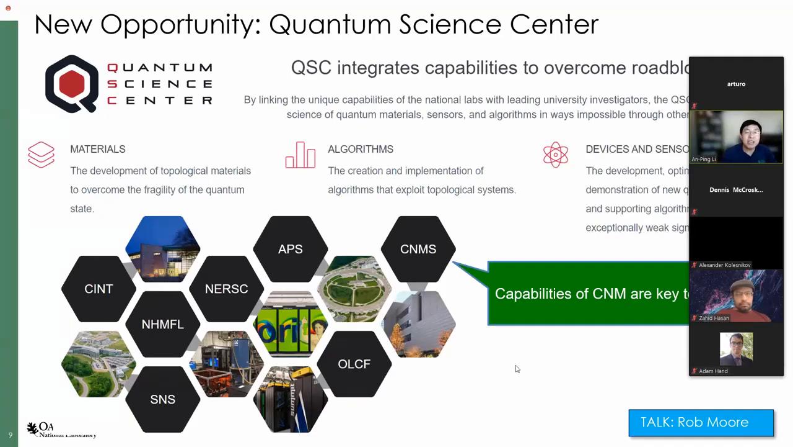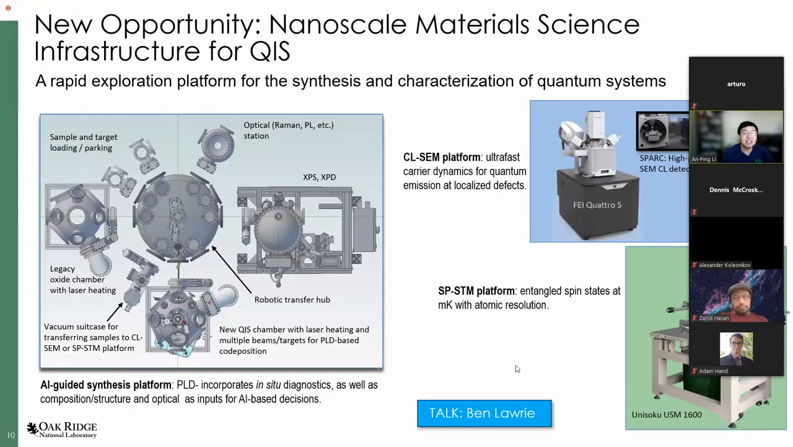Another opportunity I want to mention, which Karen already mentioned briefly, is this nanoscience materials science infrastructure. This is a new development led by Chris Rouleau, and it's currently under development. It will combine the AI-guided synthesis platform with scattering-type SNOM and also spin-polarized STM. So we will be able to synthesize quantum materials and characterize the quantum states and quantum behaviors in the same system.